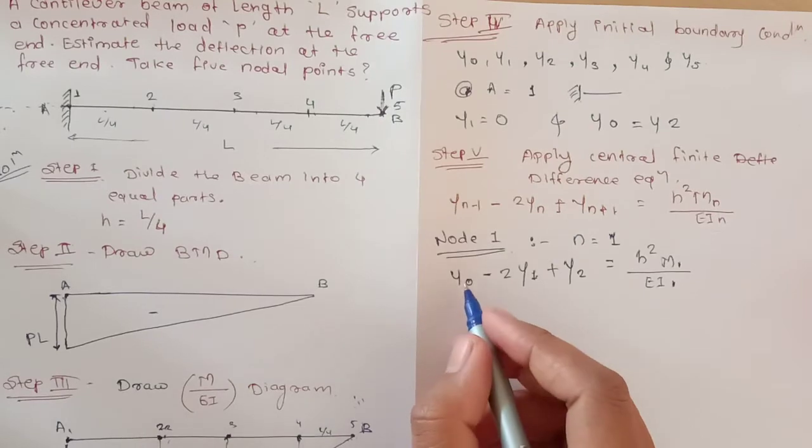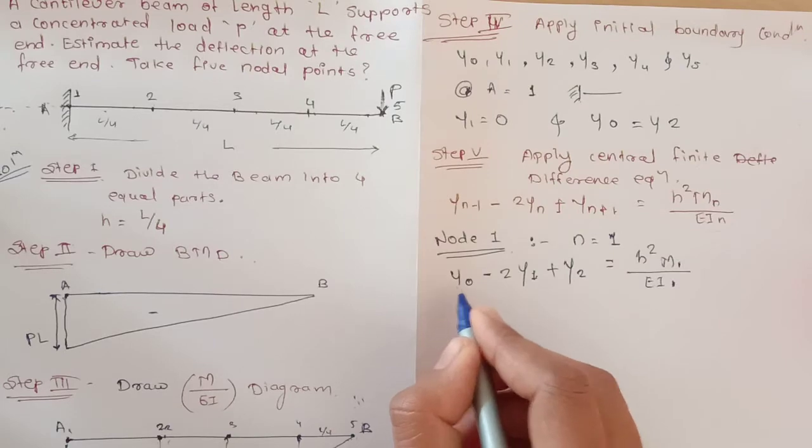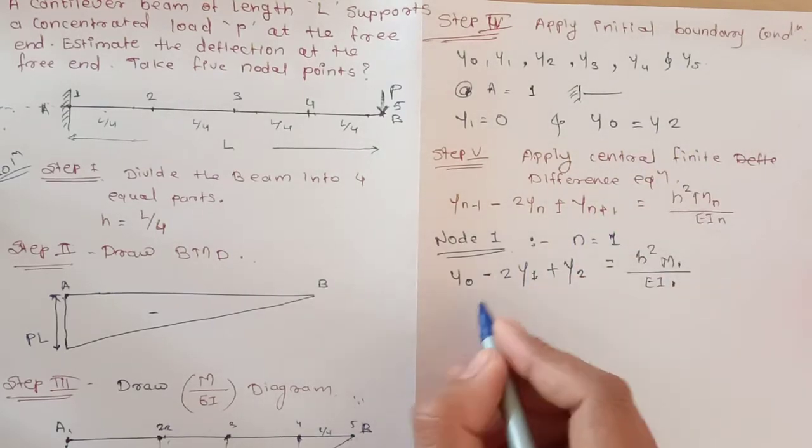Then next, we know that y0 is equal to y2. So here put these values over y0.